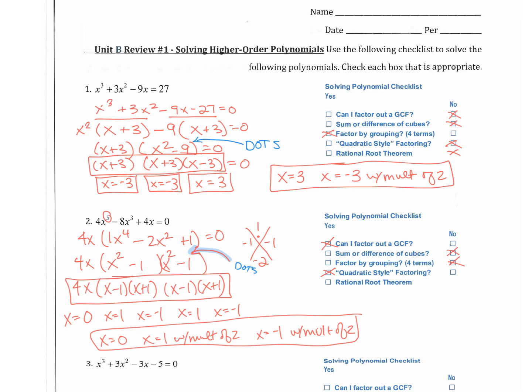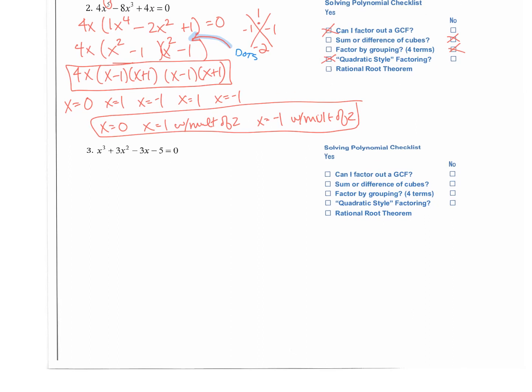So let's jump down and take a look at number 3. After you take a look at this one, is there a GCF? No. Is it a sum or difference of 2 cubes? No. Is it factored by grouping? Oh, maybe. But as soon as I underline the first 2 and the last 2, I realize I am not going to get the same parentheses. So actually, it's not factored by grouping. It cannot be quadratic style because that would have to be a trinomial. So this one must be the rational root theorem, the one I abbreviate as rational root theorem.